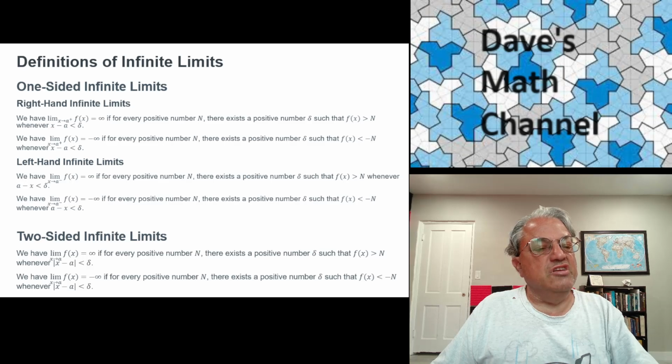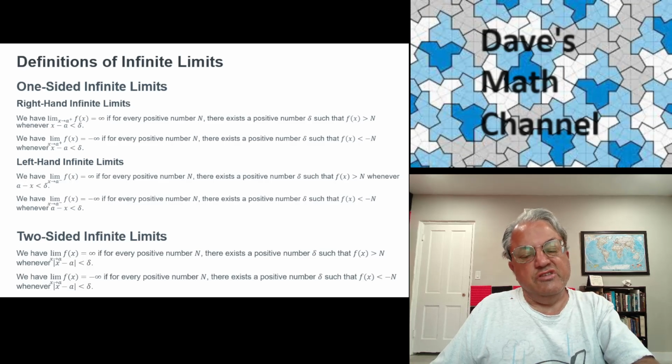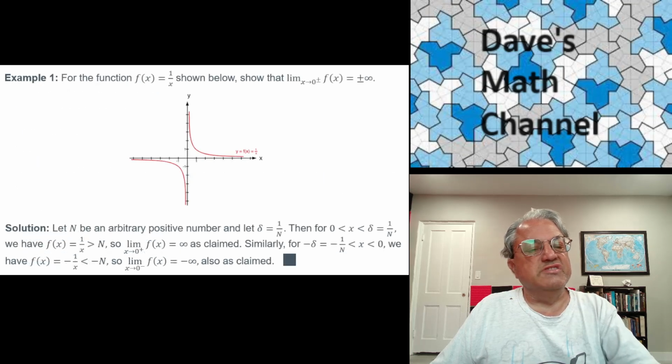And then we have two-sided infinite limits. And those, it doesn't matter whether we're approaching from above or below. We either get a limit of plus infinity or minus infinity from both directions. And there's examples of all these different kinds of infinite limits, and I'll show you some. So now I've given you the definitions. Now I'm just going to show you some examples.